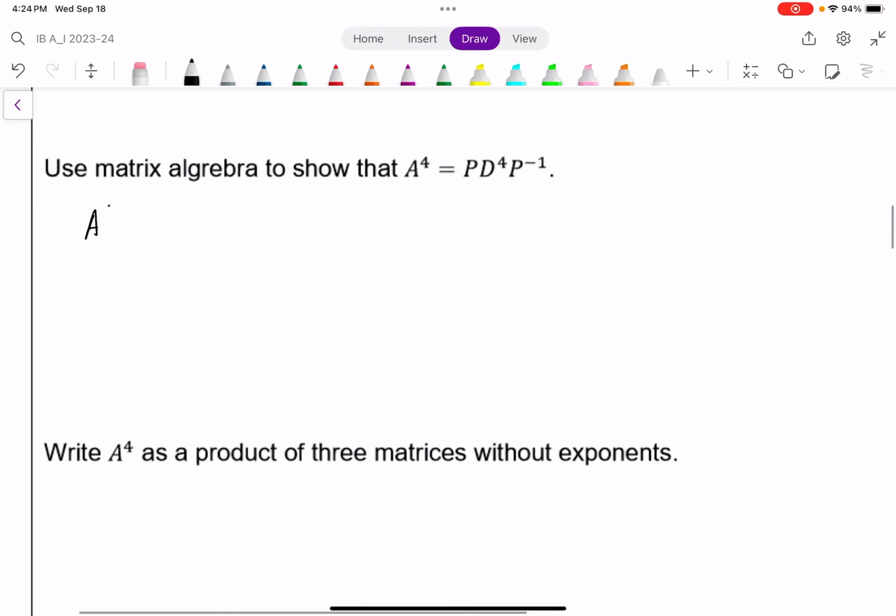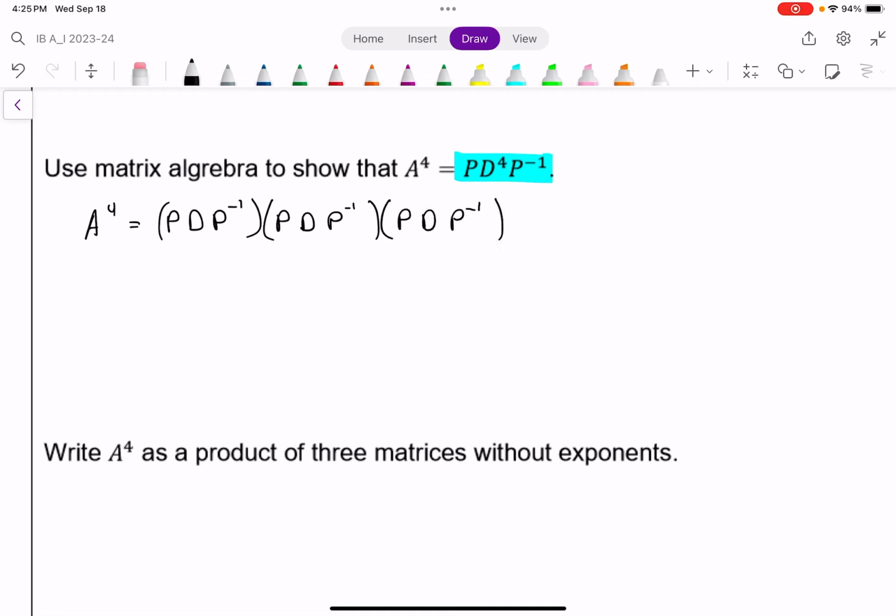Well, A to the power of 4, if it's the same as this, well, keep in mind, A we just saw is the same as P times D times P to the negative 1. If I'm raising to the power 4, I just need to do that 4 times. P, D, P inverse, twice, 3 times, 4 times.